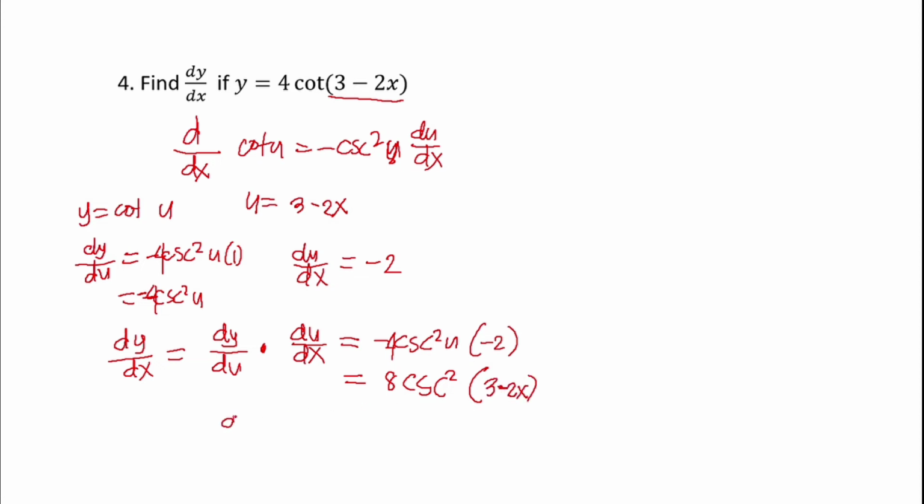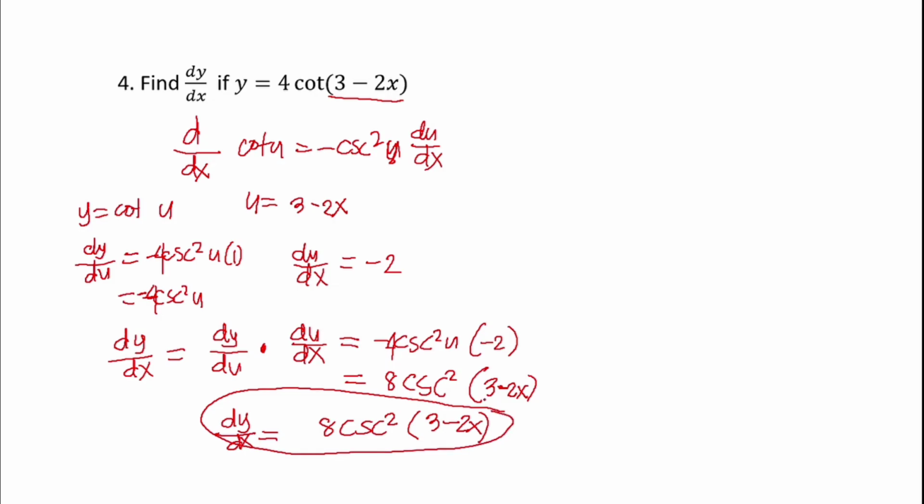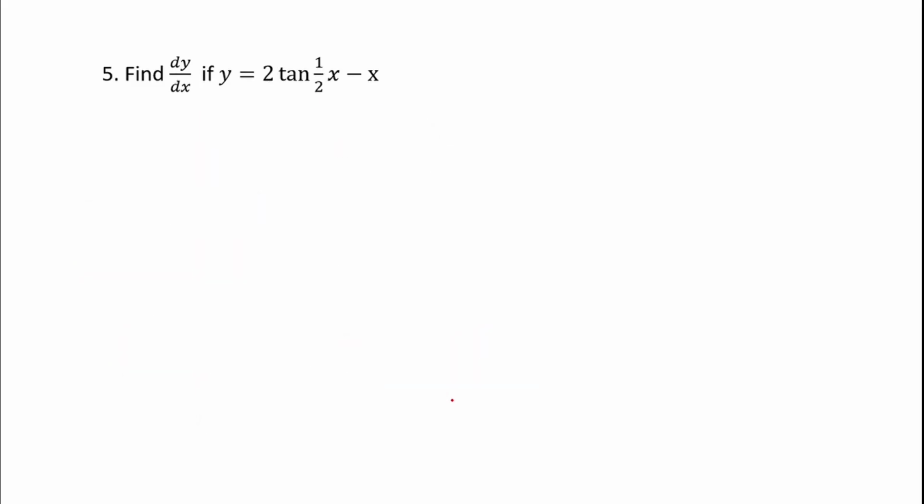So therefore dy with respect to x is equal to 8 cosecant squared 3 minus 2x. And this is the final answer. So that is for number 4. Alright, so next proceed to number 5.